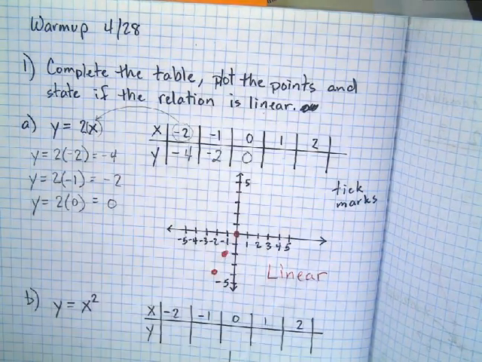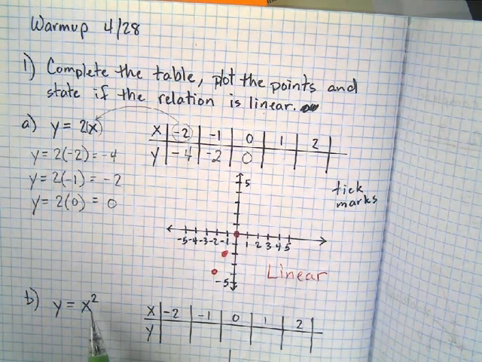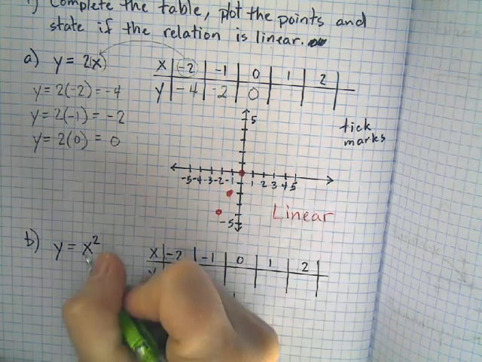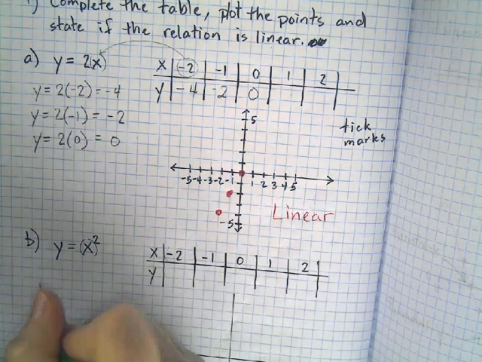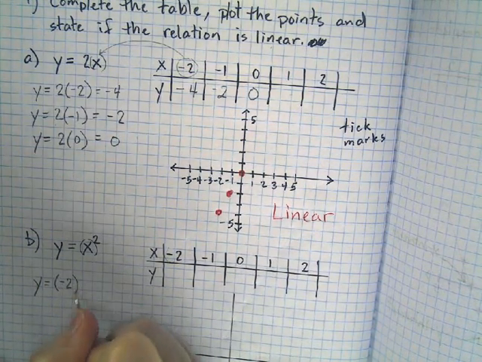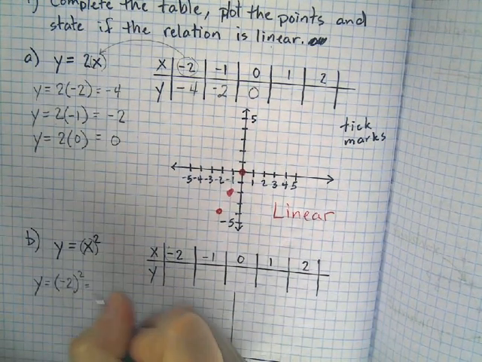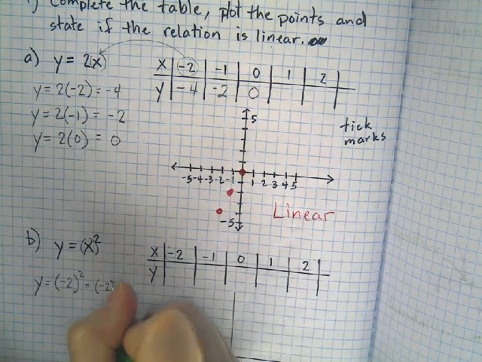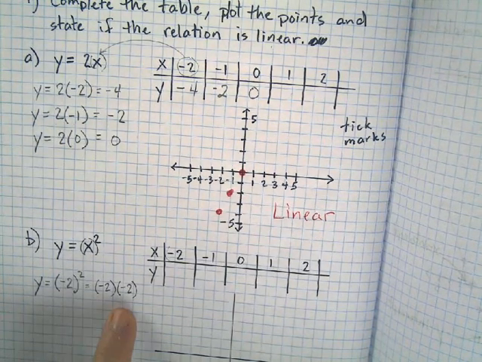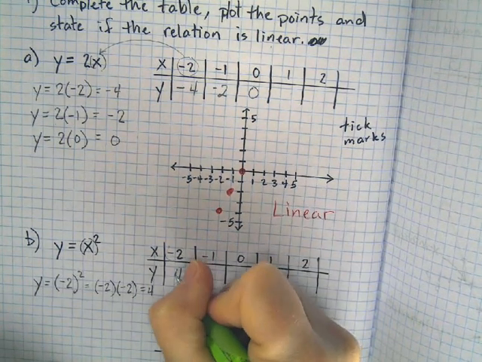Okay, let's see the next one. Next one, oh, look, we have an exponent. So we're going to put in our -2 for our x. So I have y equals, put in my parentheses, -2 squared. Now, do you remember what that means? That means I'm multiplying -2 times -2. And a negative times a negative is a positive. So that would be +4.